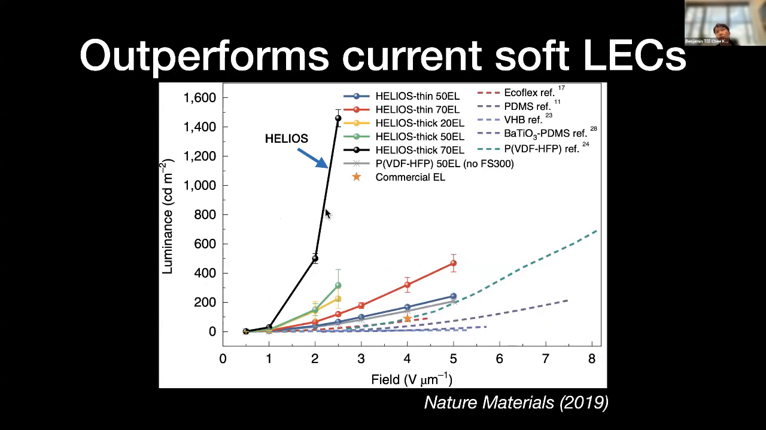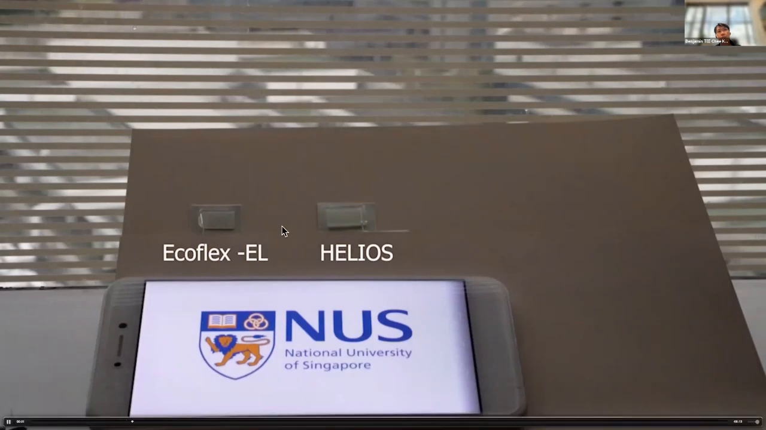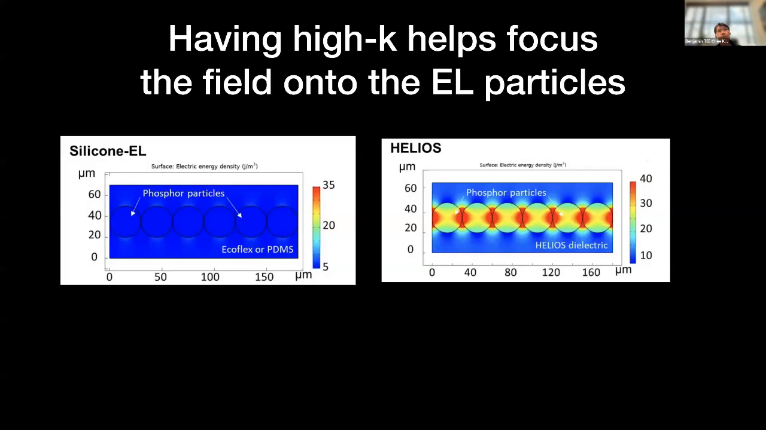As a result, we get very high brightness. We have over 1,000 candelas at very low electric fields, so the voltage needed is also lower. Here's an example where we compared traditional materials versus what we use. We call it Helios material. You can see that the frequency is quite low, about 500 hertz, which means you can't really hear it. Voltage is also quite low. And you can see it's much brighter than the traditional materials and quite comparable to an average smartphone.